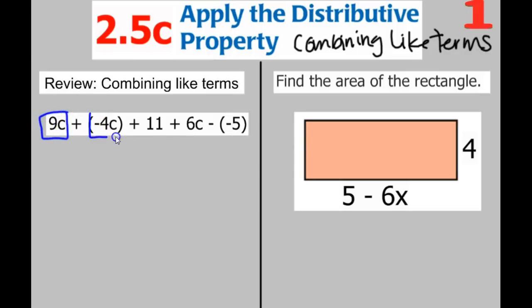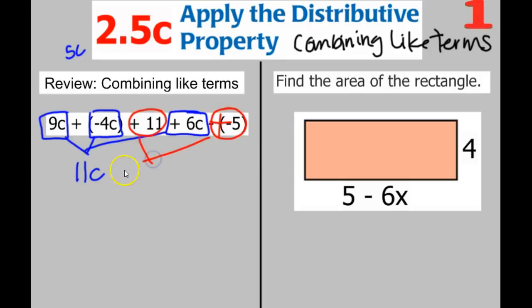We have 9c. This is a negative 4c. This is a 6c. And before I forget, I see the opposite of a negative, two minus signs or two negatives. The opposite of a negative makes a positive. So combining all of the C's, 9 minus 4 is going to give me 5c. And then 5 plus 6 more is going to give me 11. So we have 11c. And then we just have a positive 11 and a positive 5. So if we combine those together, 5 plus 11, or 11 plus 5, gives us 16.